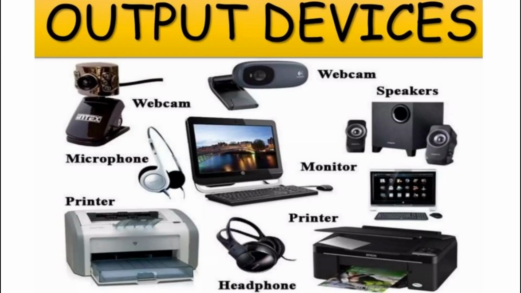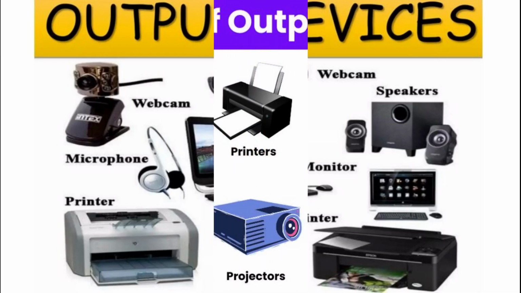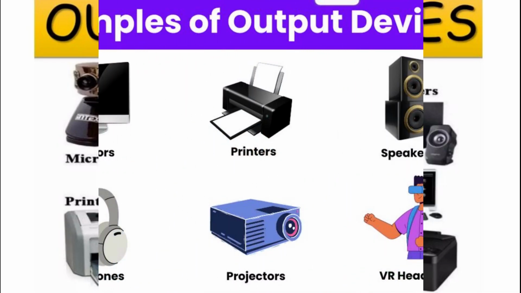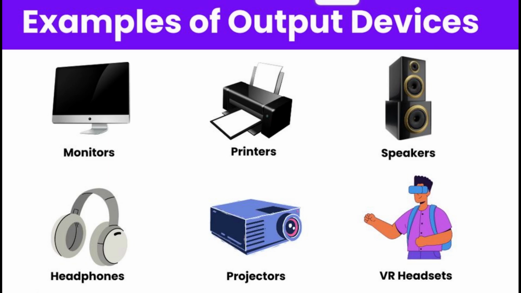It takes the data from the computer and changes it into a form we can understand, like text, pictures, sounds, or even a printed page. These results help us know what the computer has done with the input we gave. There are four main types of output devices: visual, data, print, and sound.